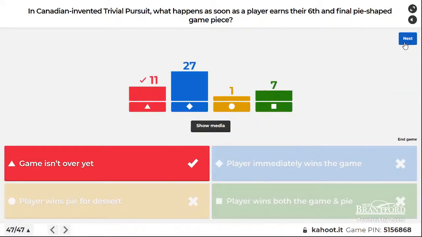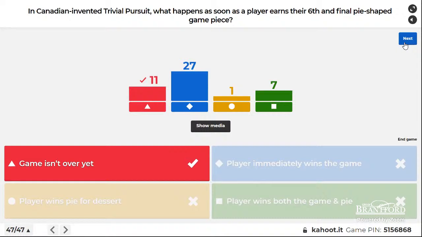Oh, looks like a few of you do play Trivial Pursuit, but the correct answer is the game isn't over yet. In order to win Trivial Pursuit, a player must collect all six colors of pie tokens, then land on the center space on the game board. After that, an opposing player will choose a question of any category that they want, and that player must pick the correct answer in order to win. So it's quite a few steps.